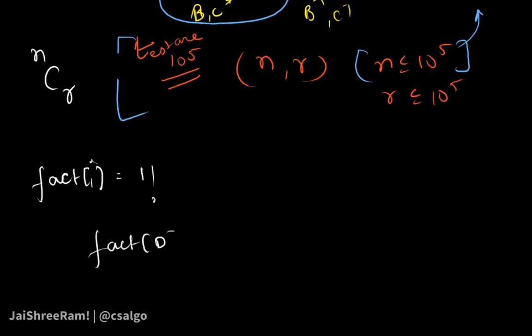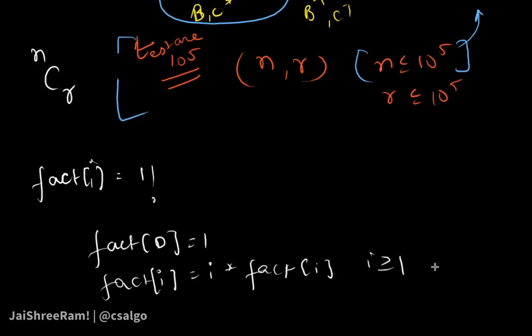Factorial of 0 is equal to 1, and factorial of I is equal to I times factorial of I minus 1. We use this relation for I greater than or equal to 1 up to n. So we calculate all the factorials from 1 to n. 0 is there by default, and from 1 to n you can calculate it using this recurrence. So you just loop from 1 to n, keep on calculating all the factorials. This would be I minus 1, right?